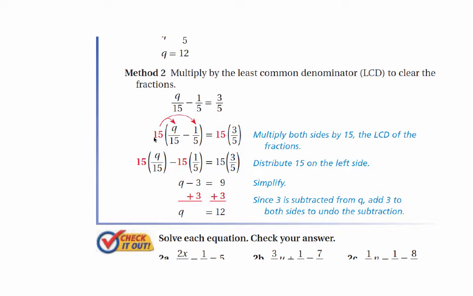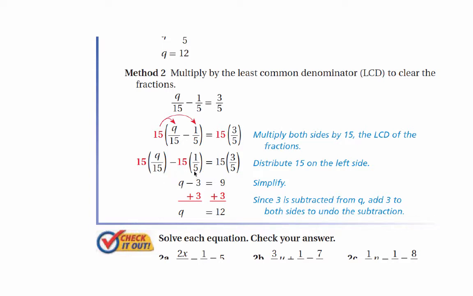And so if I multiply the entire equation by the number 15, by the way, that's the multiplication property of equality. You can multiply both sides of the equal sign by the same number, so long as it's not 0. So we multiply the left by 15 and we multiply the right by 15. 15 distributes, so 15 times q over 15 becomes 15 times q over 15 minus 15 times 1/5. Well, 15 times q over 15 is 1q.